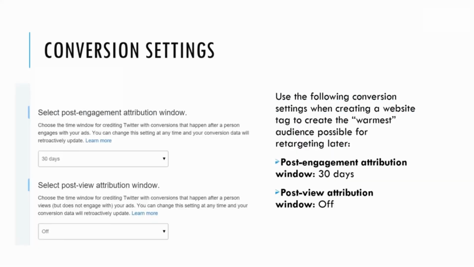So I use the term warm audience. Those are people who've been engaged within the last 30 days. They've been to your website, they've been on your page, they're still warm to your product or service. And then you'll click 30 days for post engagement and then click off for post view attribution. So why I turn this off is because this is for people who just viewed my ads. I really don't care about that. I want people who've actually made it to my website. People who have engaged with my ads and clicked through.